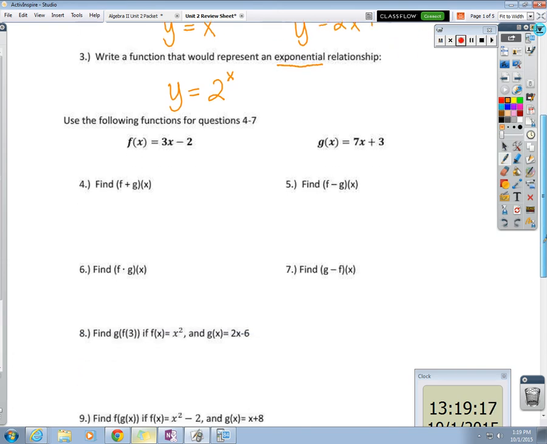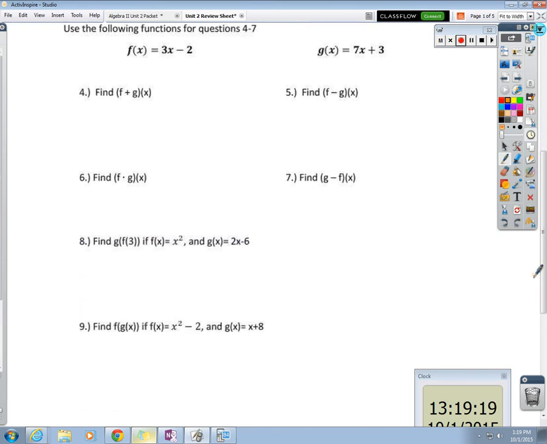Alright. Use the following functions for questions 4 through 7. So we're going to be using function f of x and g of x to answer 4 through 7. Number 4. Find f plus g of x. Well, what do they mean when they say f? The 3x minus 2. And what do they mean when they say g? Okay, and what do they want you to do with those two functions?